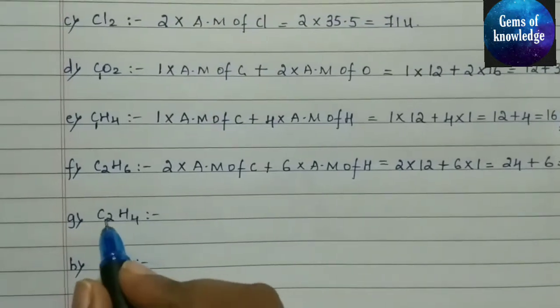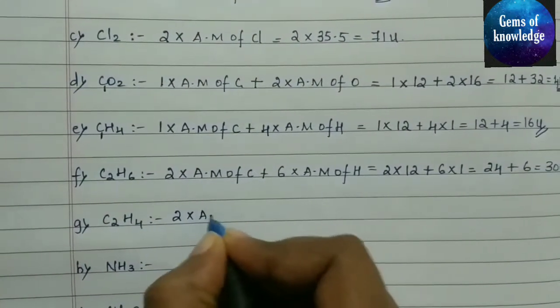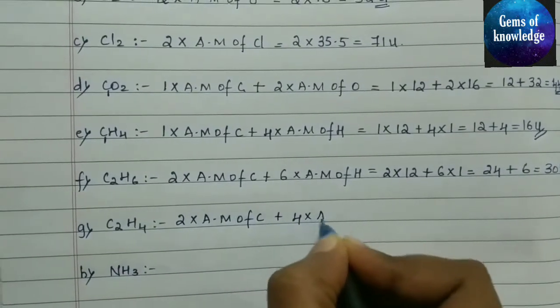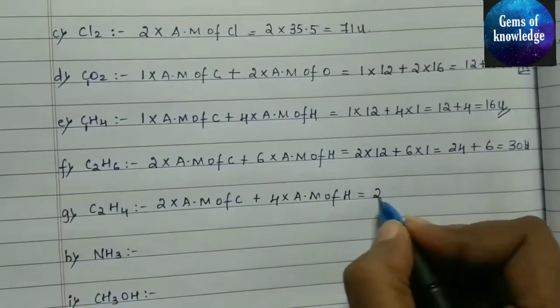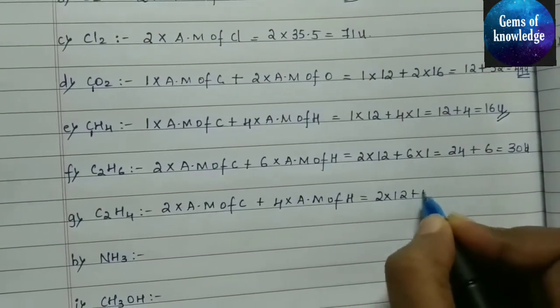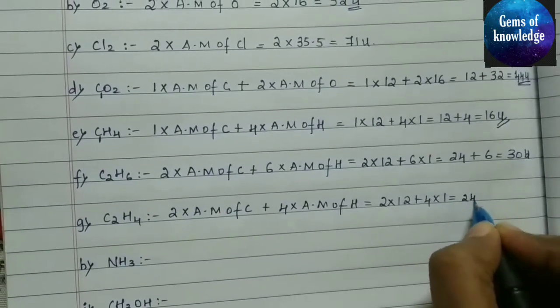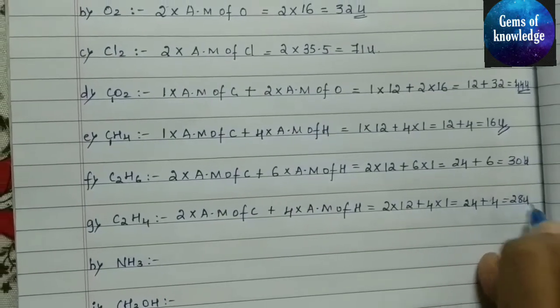Similarly, you can see the next one. C is 2 times, H is 4 times. So 2 into atomic mass of carbon plus 4 into atomic mass of hydrogen. So here we are getting 2 into 12 plus 4 into 1. So 12 2s are 24 plus 4 1s are 4. So we are getting 28 units.